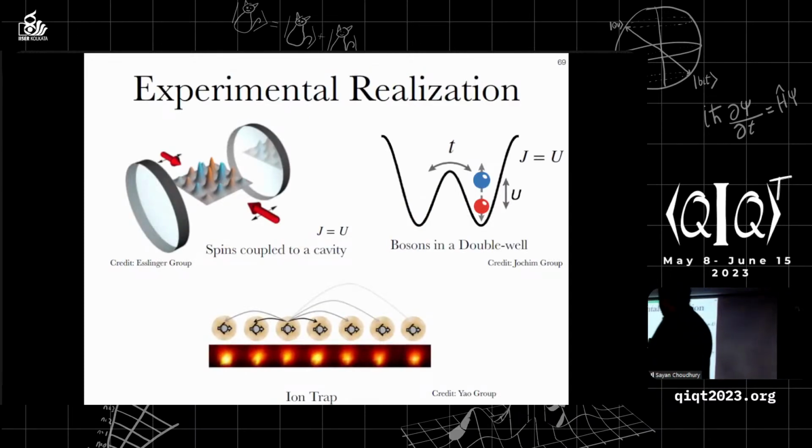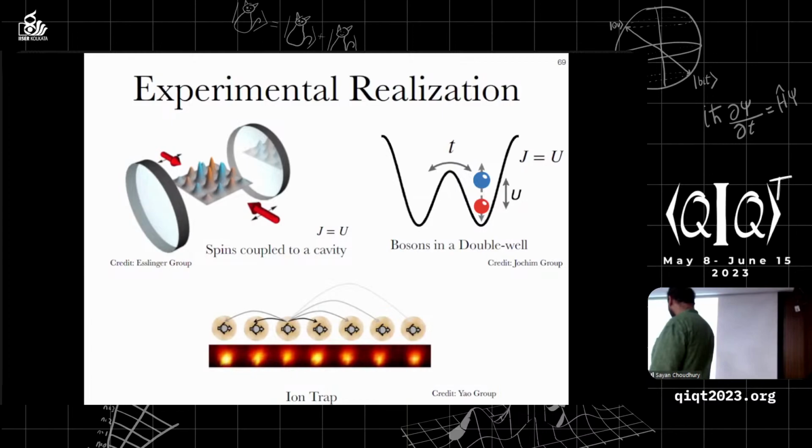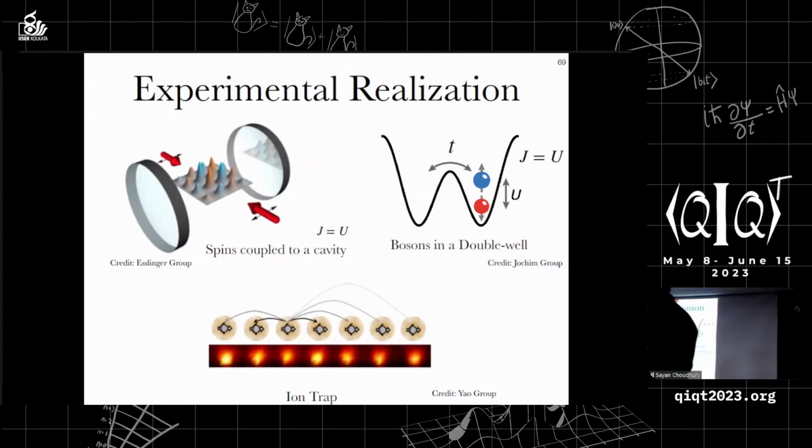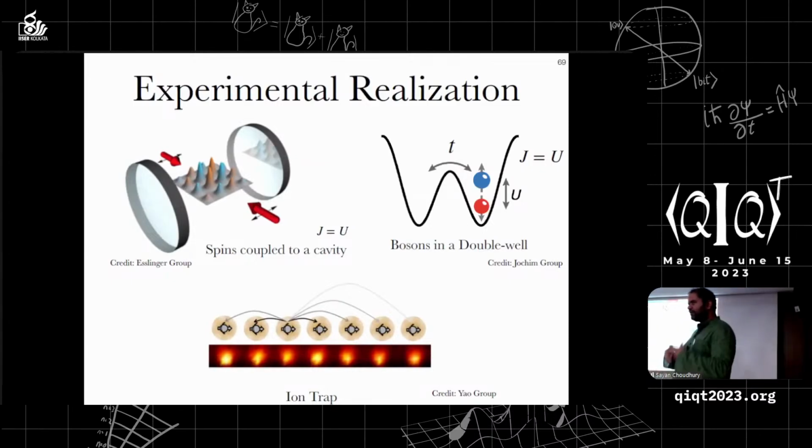And there are a variety of different realizations of this kind of long range interacting models. You can get this with spins coupled to cavities, you can get it in ion traps, or you can even get it using bosons in a double well, or variants of kicked top models, for instance, will lead to this kind of all-to-all interacting behavior and time crystalline behavior.